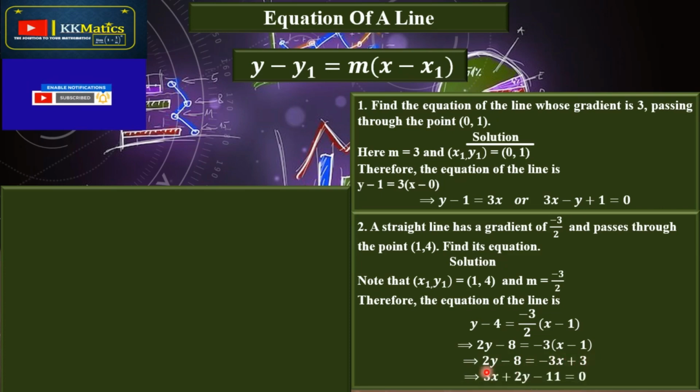So this implies that 3x plus... now what we do here is we bring the minus 3x to the left hand side and it becomes positive, and we take the 3, which is positive, to the left hand side and it becomes minus 3. And that leads us to 3x plus 2y minus 11. That is minus 8 minus 3 gives us minus 11, and this equals 0.